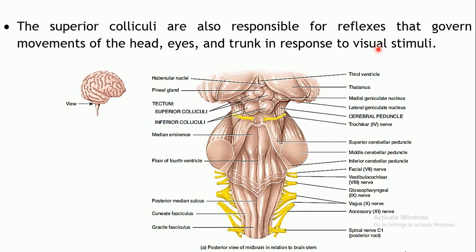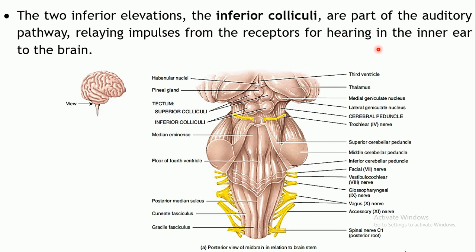Say for example, you see some ghastly sight. What do you do? You just move your head away. You just close your eyes. So it happens within a fraction of seconds, right? So this is also taken care of by the superior colliculi.